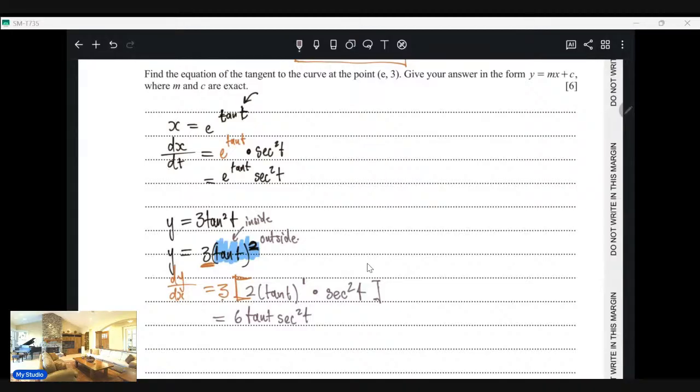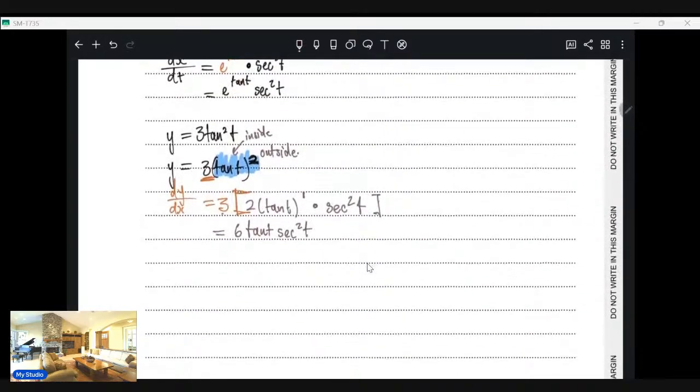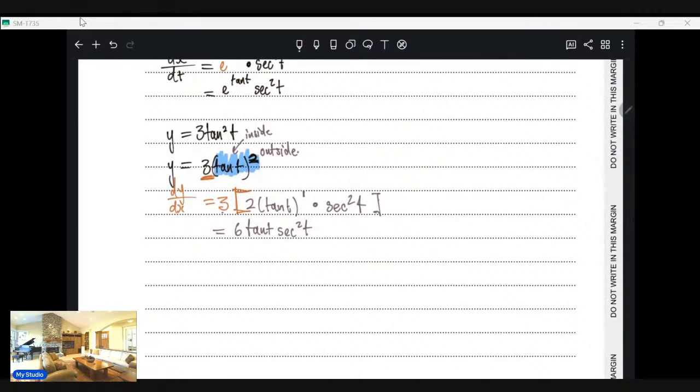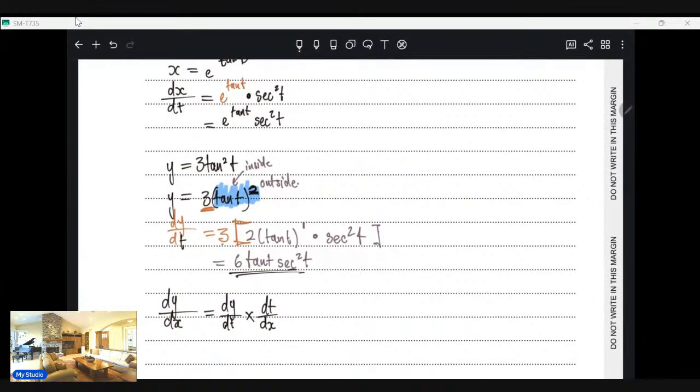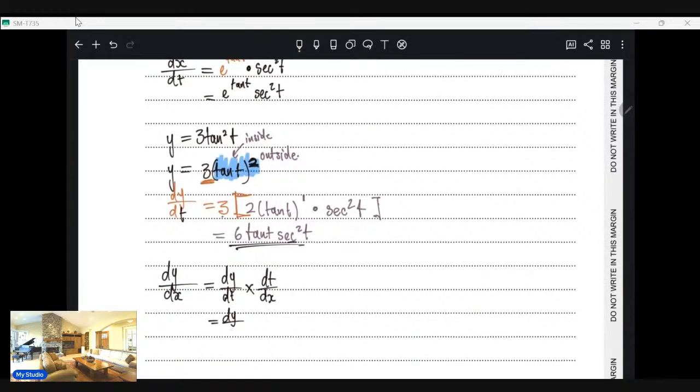Now we can continue to the next step. Those two stages that I told you are now coming into play, because what you actually want is dy/dx. This was dy/dt, by the way. It's not dy/dx, it was dy/dt. Now you want dy/dx, and you find it by saying dy/dt, which you already have, times dt/dx. You don't have dt/dx, you have dx/dt. So you say this is going to be equal to dy/dt times 1 over dx/dt.